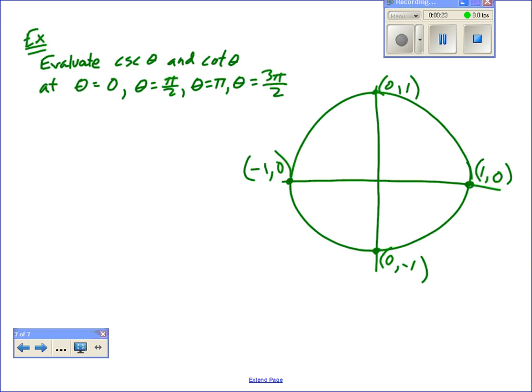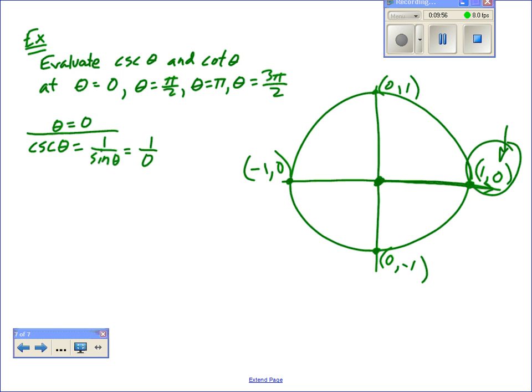So let's do cosecant of theta, and let's let theta be 0 radians first of all. Well, cosecant's 1 over the sine. So you have to think to yourself, okay, I've rotated nothing, right? So I'm right here, so you're thinking about this point right here. The sine of theta, let's go back to the unit circle here, is the y value. So it's 1 over 0. So the cosecant is undefined when theta is 0 radians, right?